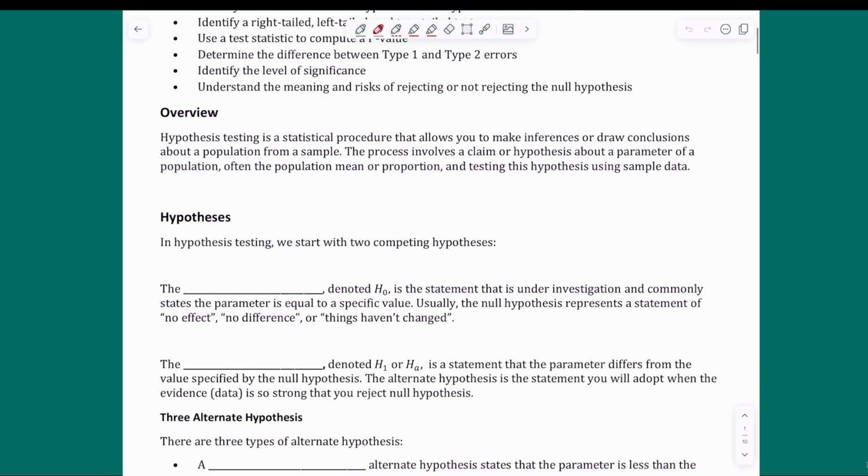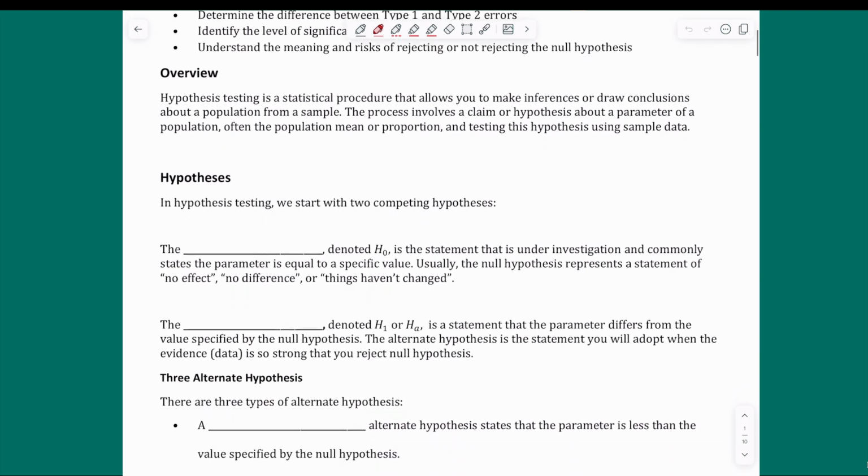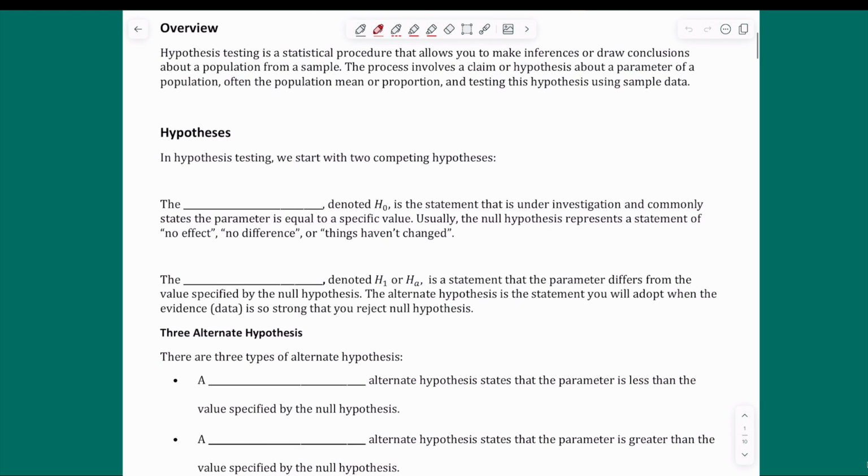Okay, so in hypothesis testing, we start with two competing hypotheses. The first one is called the null hypothesis. And is denoted as H sub 0, sometimes pronounced H naught, is the statement that is under investigation and commonly states the parameter is equal to a specific value. Usually the null hypothesis represents a statement of no effect, no difference, or things haven't changed.